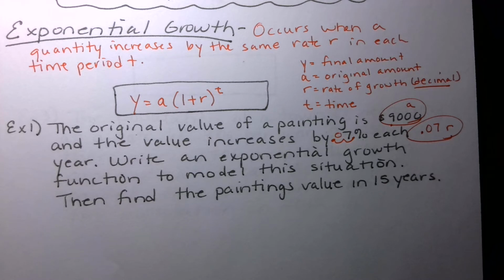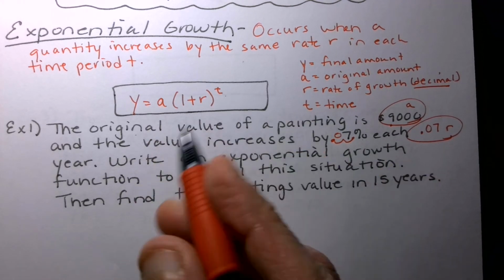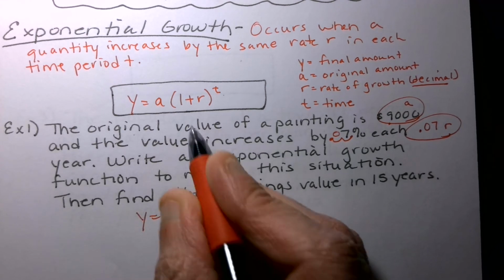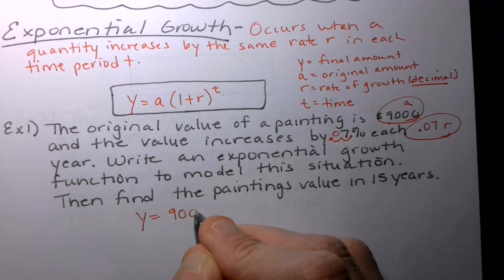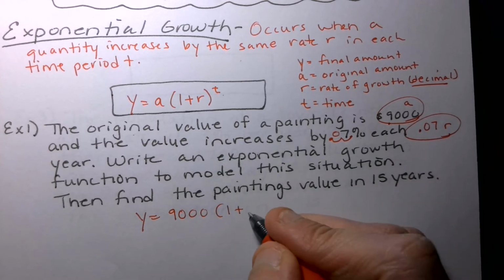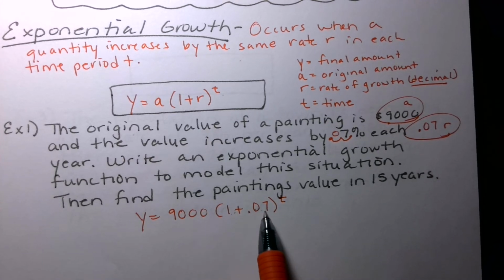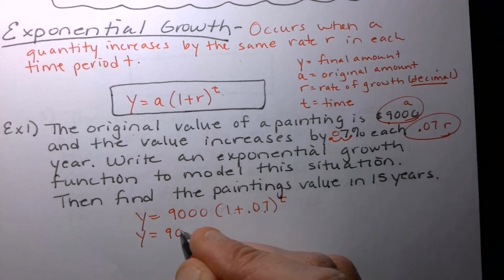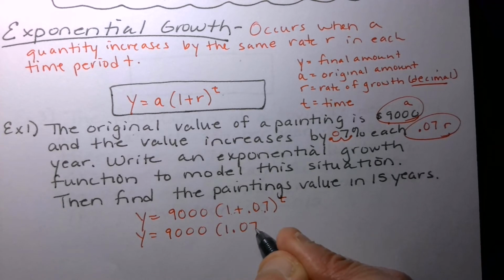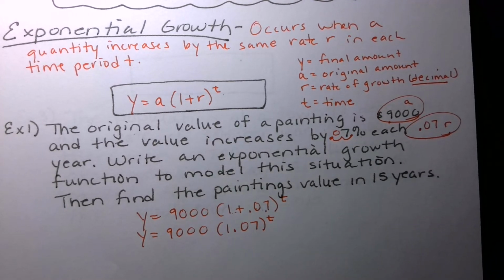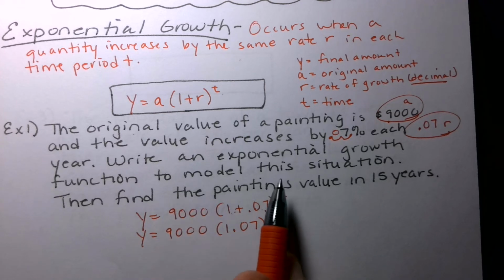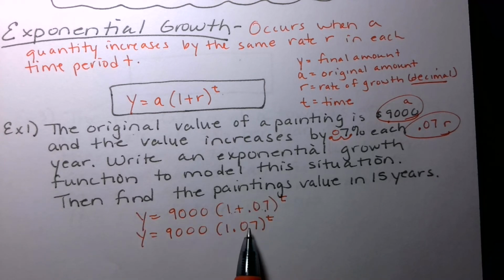It says write an exponential growth function to model the situation. Basically it's saying take that information, put it into here, and tell me what you get. So I get y equals A, which is 9,000, times 1 plus the rate raised to the t. We're going to add those because they're in the parentheses, so I'm going to do that first. There. That is an exponential growth function right there.